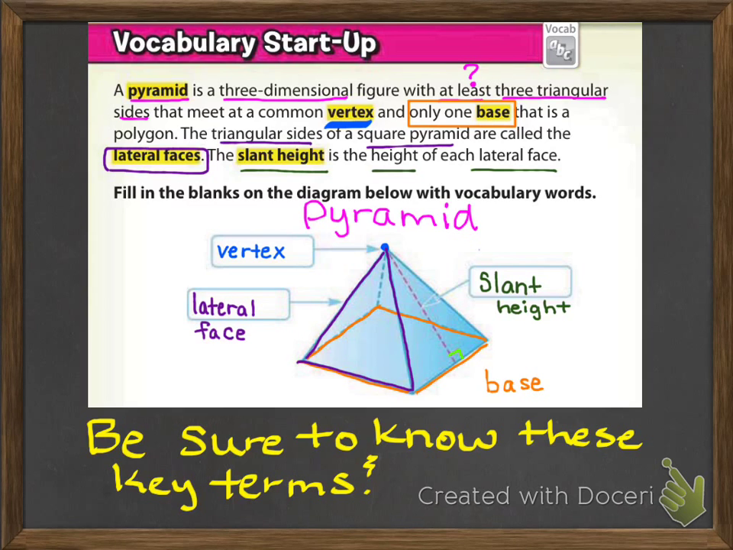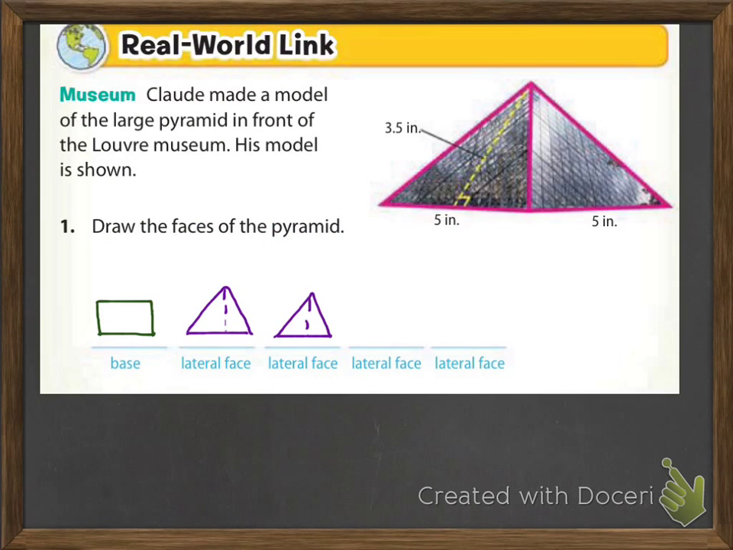So you want to be sure that you know the key terms that are listed here and that you're able to identify each piece. All right, so notice too that I put an orange box around only one base. And that's because unlike the rectangular prism and the triangular prism that both have 2 bases, the pyramid only has 1 base.